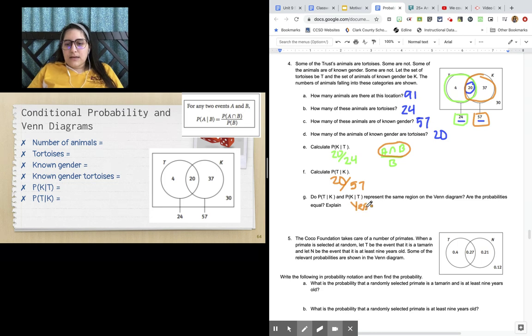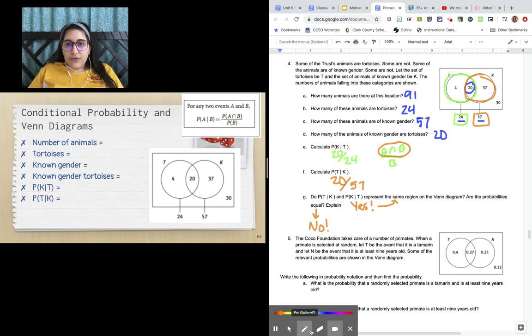Yes, they do represent the same region, but the probabilities are different. The reason they're different is that we're dividing by a different total. The restrictor category affects what our probabilities are.